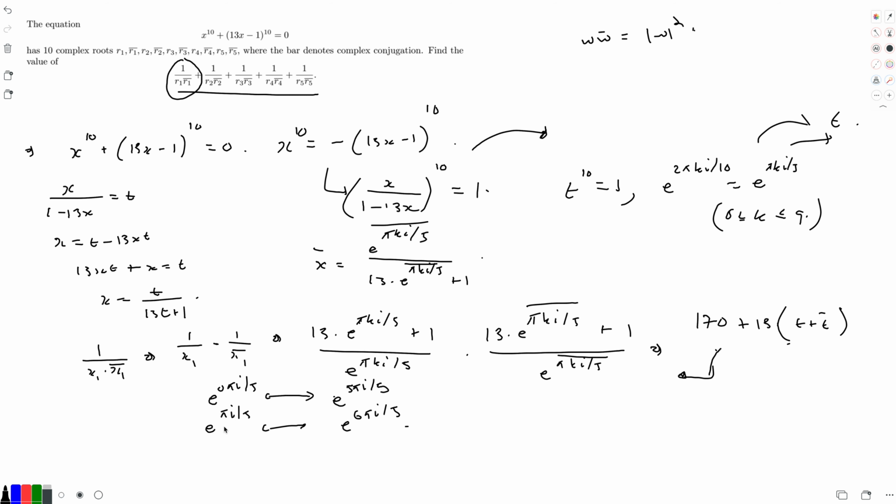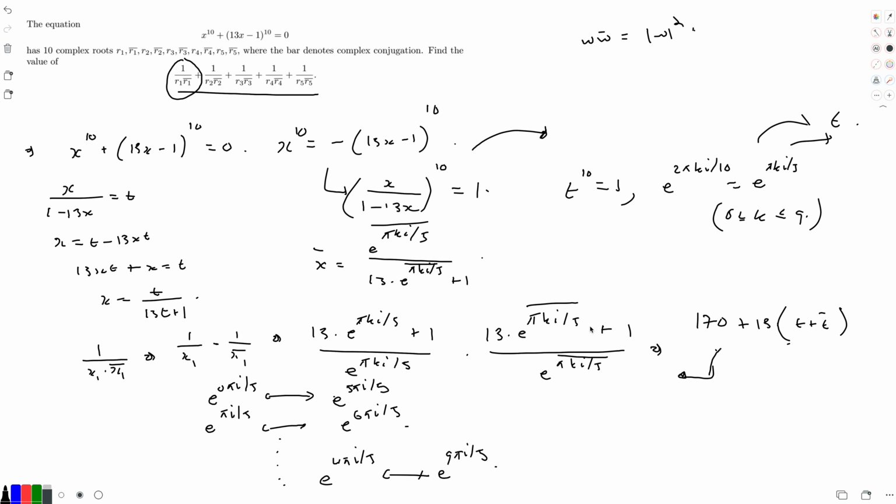Because just take this for example. This will be cosine 6 pi over 5 plus i sine 6 pi over 5. And then this will be cosine pi over 5 minus i sine pi over 5, which is basically the conjugate of this. Alright? And then we can actually go on, and we get e to the 4 pi i over 5 will pair with e to the 9 pi i over 5. Great. So we've paired all our 10th roots of unity with their respective conjugate pair.